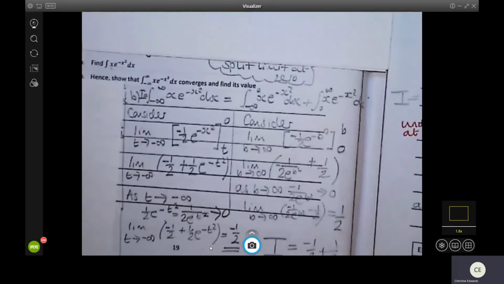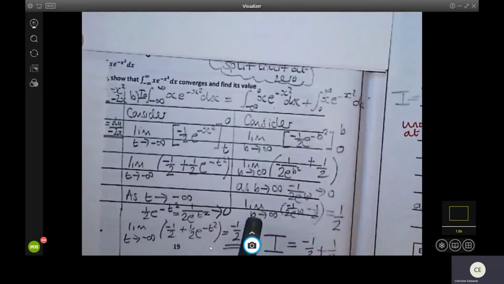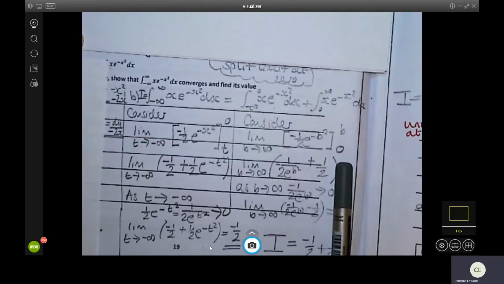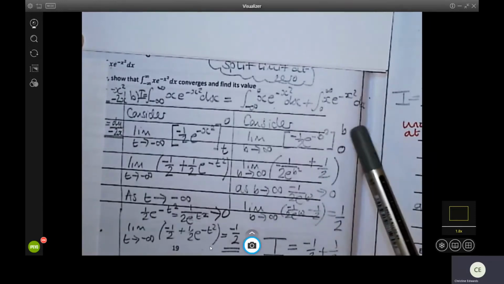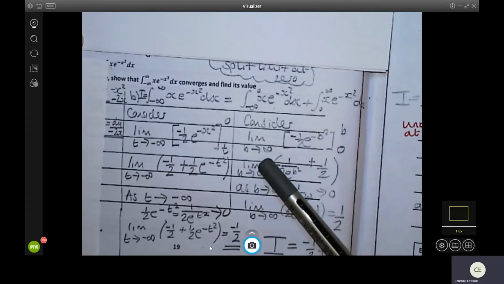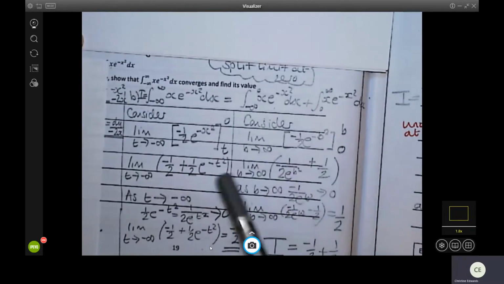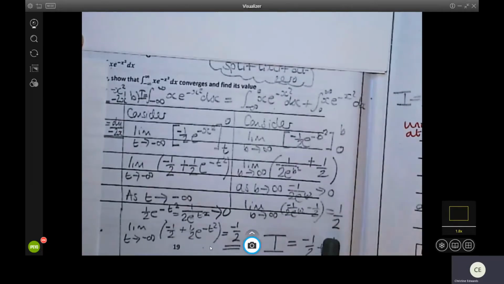I then evaluate the second integral in a similar way. This time I'm working between 0 and plus infinity, and I've replaced the plus infinity with a b, and I'm going to let b tend to infinity when I evaluate the limit. It's good practice to use different letters, so we've got t here and a b here, just to keep things clear. So I follow through the same process, and this time I get a value of a half.